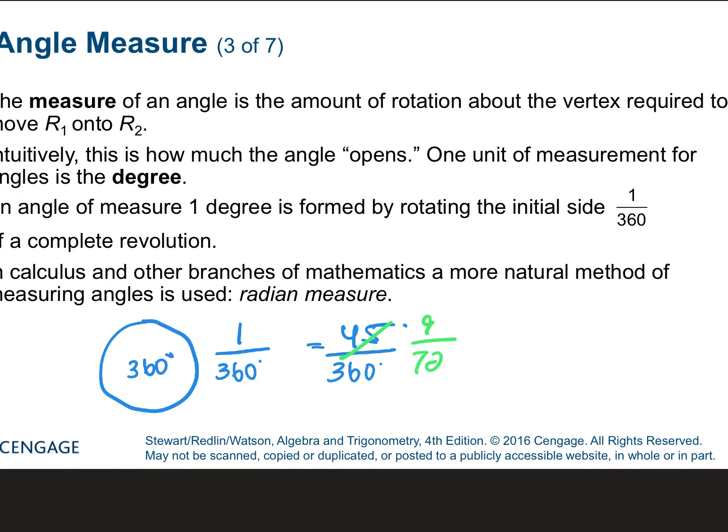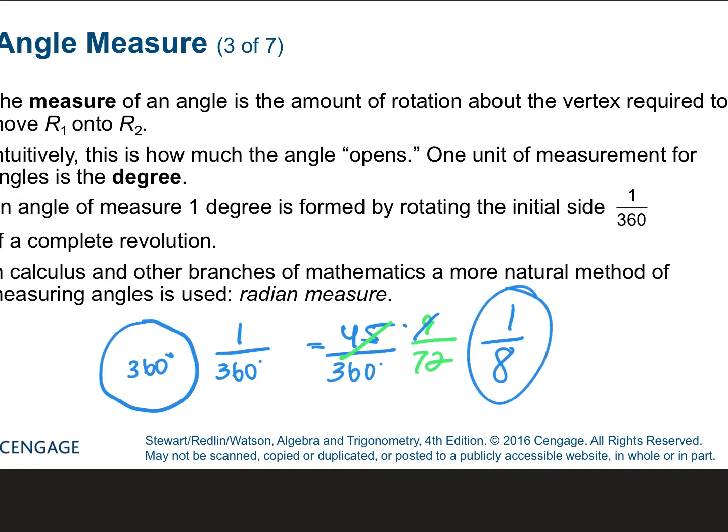72. All right. What number goes into both of these again? 9. So 9 goes into 9 once, and 9 goes into 72 how many times? 8. So 45 degrees is how much of one circle? It's 1/8. Okay, do you guys see that?